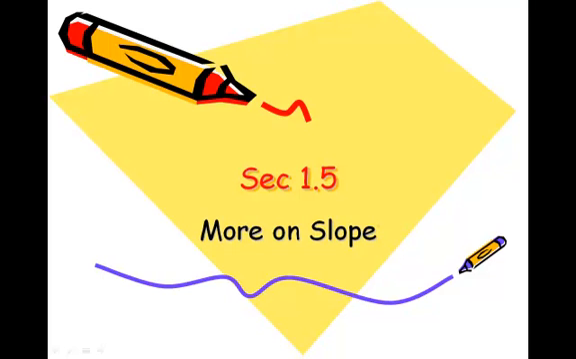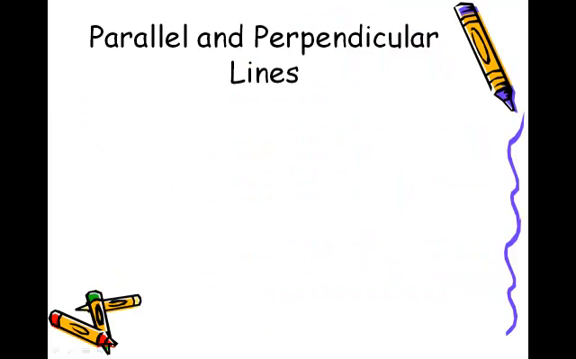Okay, now we're going to look at section 1.5, and we're going to continue working a little bit with slopes, some quite familiar and some new stuff. So the first thing is parallel and perpendicular lines.